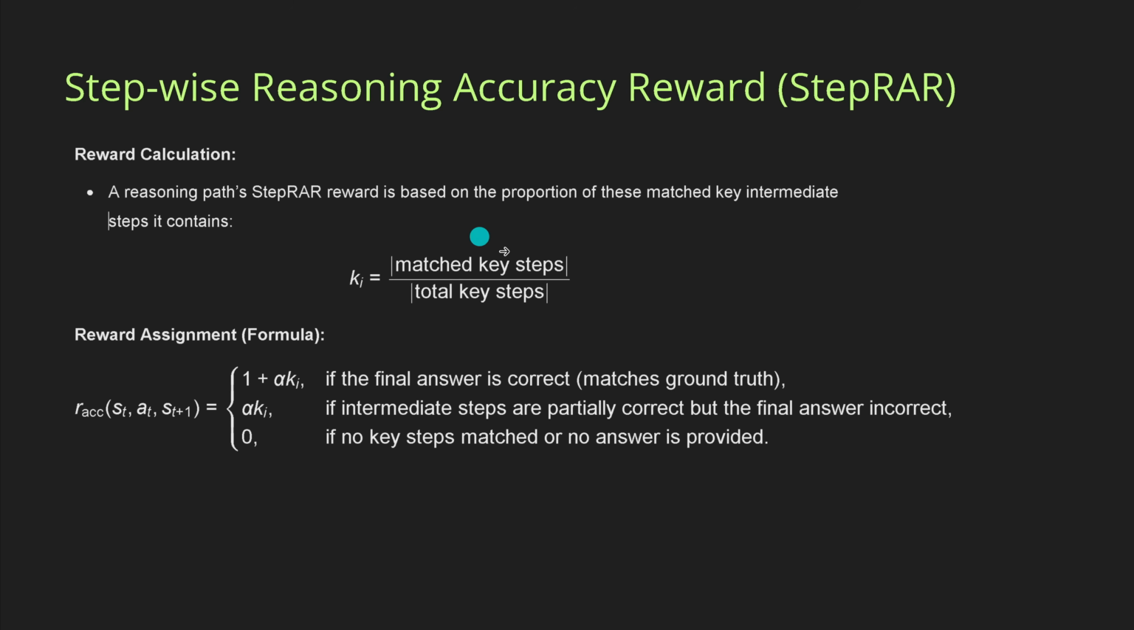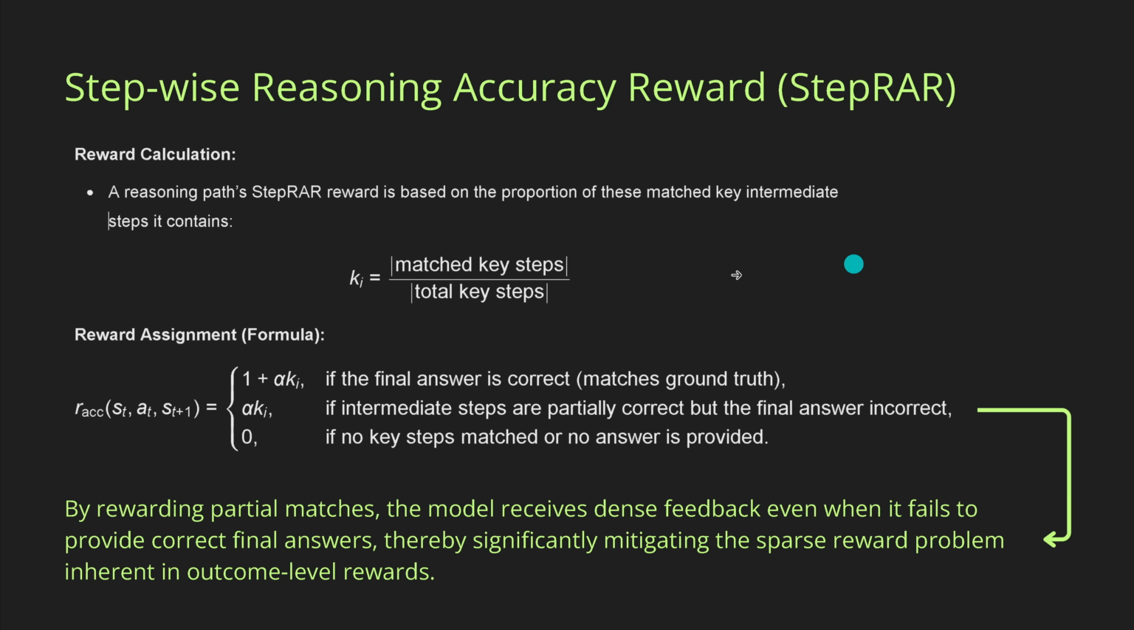So if you want to do the calculation, real easy. The only thing you should remember, there is a beautiful trick here in the reward assignment. And yes, of course, you have 0 if no steps match or no answer is provided. And if the final answer is correct, you have the classical 1 plus a parameter. But there is also the case where the intermediate steps are partially correct and just the final answer is incorrect. In a long chain of reasoning, you see that there are some correct parts, but unfortunately somewhere at, I don't know, level 7, suddenly you make a mistake.